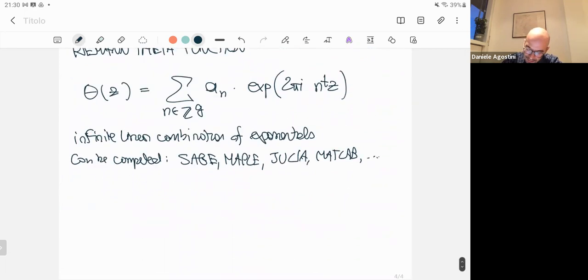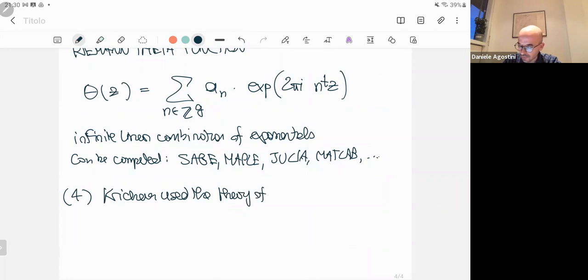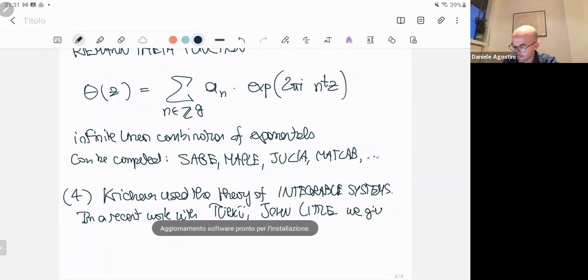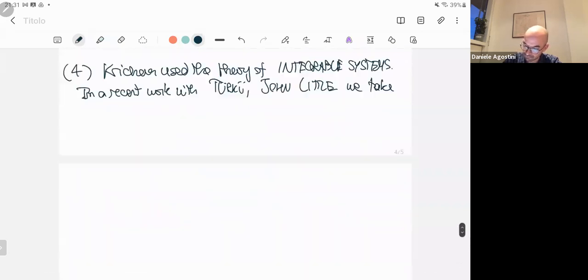Okay. The last remark I wanted to make here is that Clichever, as I said before, used the theory of integral systems. In a recent work with Turku and John Little, we take a slightly different point of view, a point of view based on two ingredients.